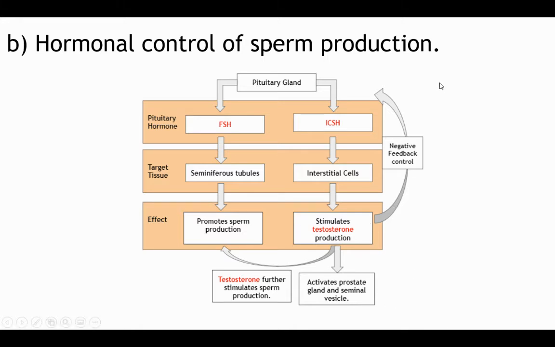Testosterone's third role is negative feedback control. So high levels of testosterone will be passed into the blood and will move all the way around the blood until it reaches the pituitary gland. If the pituitary gland is exposed to high levels of testosterone, it switches off the production of FSH and ICSH. This negative feedback control stops the production of too many sperm and reduces the loss of energy where it's not required. So high levels of testosterone inhibit the pituitary gland, and then when testosterone is used up and falls low again, this negative feedback control is reduced.